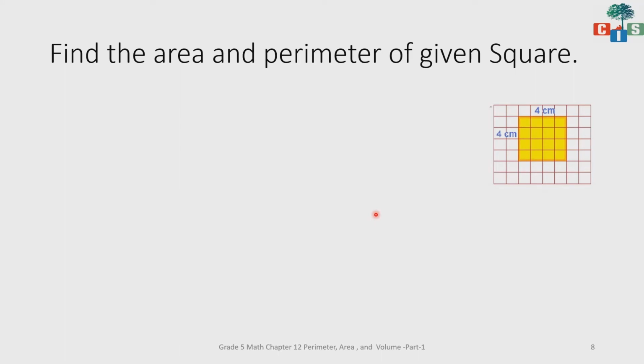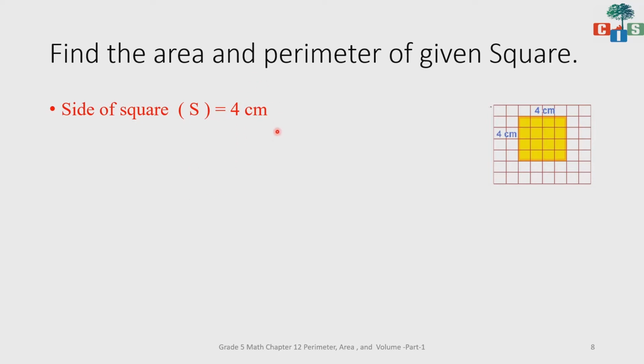Let's find the area and perimeter of the given square. This is the given square. First of all, we will find the perimeter. So what is the perimeter of a square, scholars? Yes, the perimeter of a square is equal to 4 multiplied by side. Why 4? Because a square has 4 equal sides. So first of all, we should know the side of the square. What is the side of the given square? Here we have 4 centimeters. So first we write the side of the square, that is S is equal to 4 centimeter.